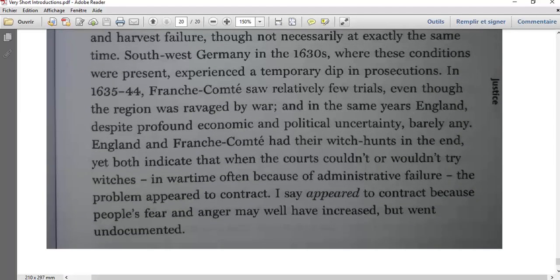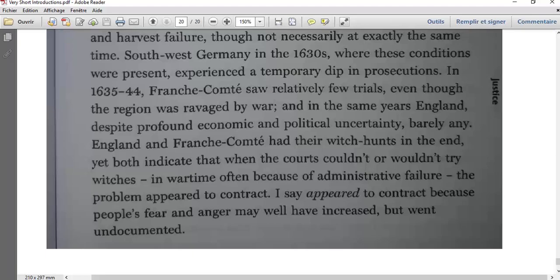Okay, I'm not going to talk more at length about the very short introduction collection or about Malcolm Gaskill's Witchcraft, which I took as a kind of example of books from this collection. So this tutorial is now over. It is, I guess, something like 30 or 35 minutes long. So don't hesitate to play it again, to watch it again.